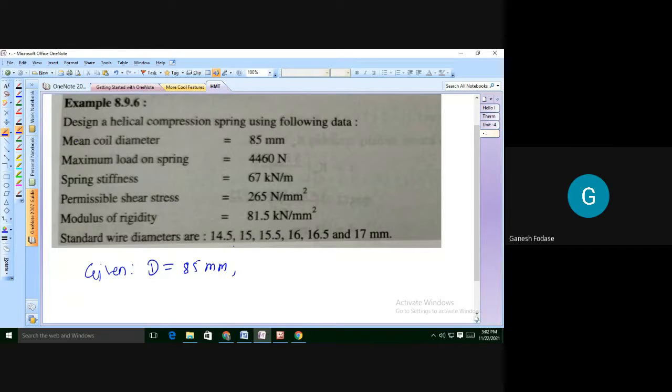Then the second one is maximum load on the spring. What is this? Everyone, please, we need to solve numericals. Please speak. Maximum load on spring, what is given? It is nothing but load max. We can say W max, and W max is equal to 4460 Newton.